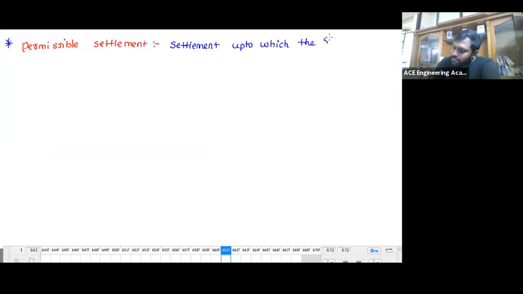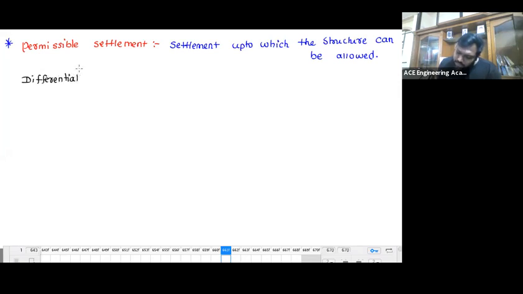Up to which the structure can be allowed. Okay. So there are two types of settlements. One is differential settlement and the other one is allowable settlement. So differential settlement, you know that.